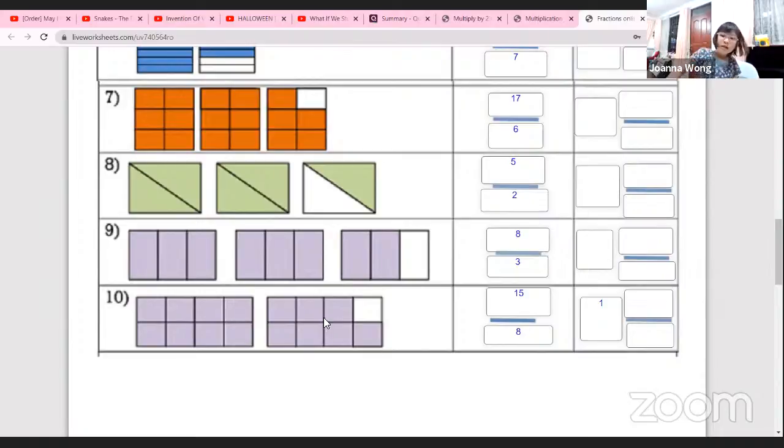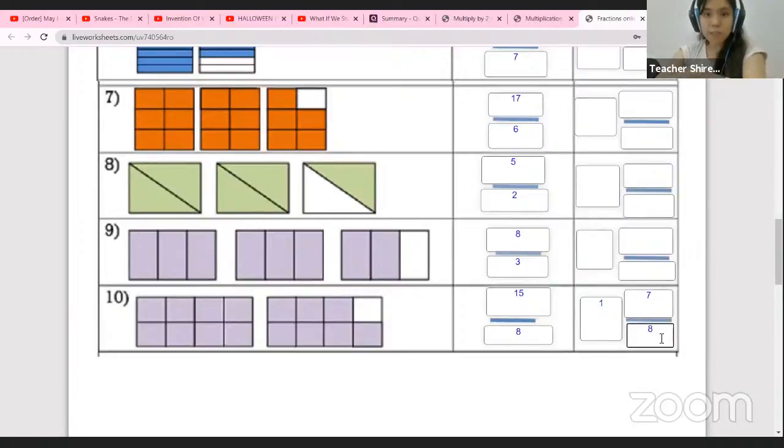Okay, so here is 7 out of 8 pieces. Do you understand? So here, how many big pieces? One big piece, two big pieces. So there are two big pieces. Then this is an improper fraction, so it's 2, 2 out of 3. Understand? If you understand, give me a thumbs up so I know which part you understand, which part you don't.